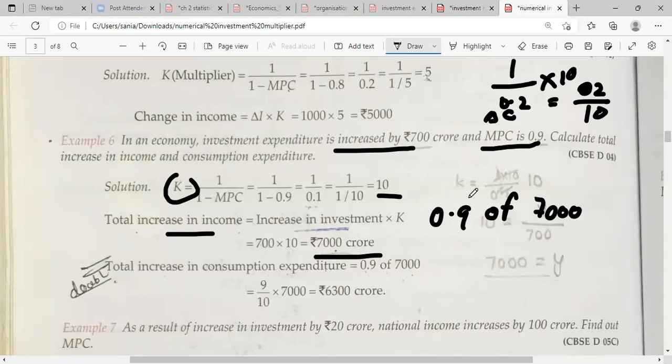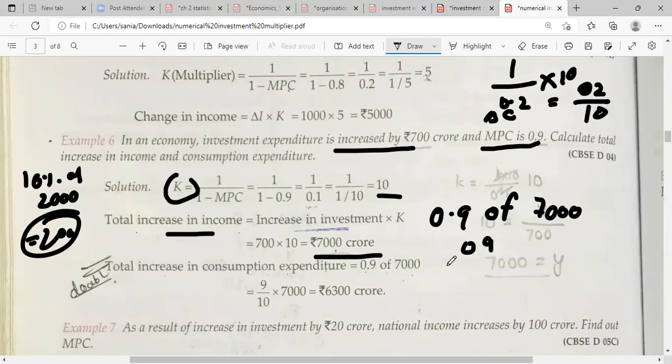Maybe for example, if your product is for 2,000 rupees, and I'll be getting a 10% discount on it, I will be asking how much that is. So you will do 10% of 2,000. So this is 200. This is your 200 discount. Similarly, 0.9 means 0.9 divided by 10. Of means multiply, and 7,000 is this. So when you solve it, you will get 6,300 crores. Clear?